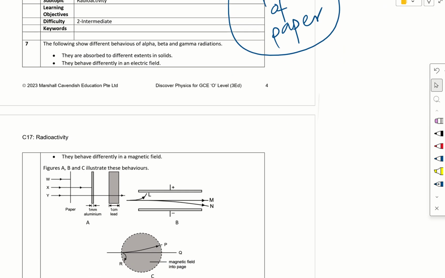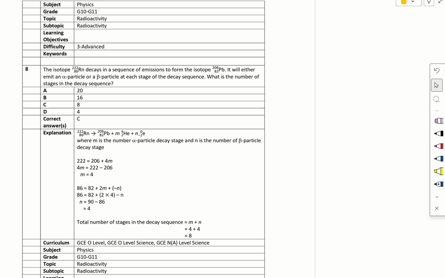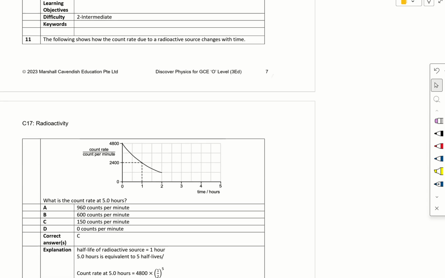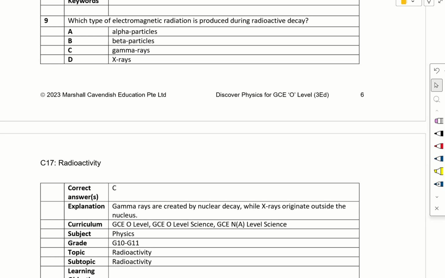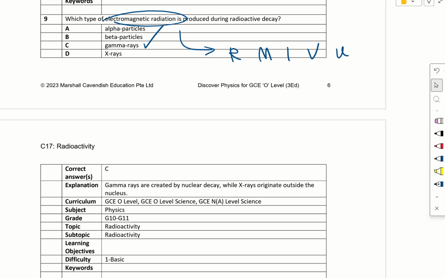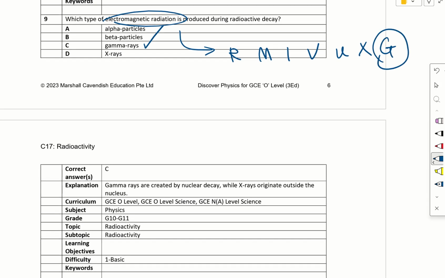Okay, question 7 is this one. Which type of electromagnetic radiation is produced during radioactive decay? So the answer will be gamma rays, right? That is the gamma that we are talking about. Okay, so for the EM spectrum, I hope you still remember your radio, microwave, infrared, visible light, ultraviolet, X-ray, and gamma. So gamma is actually produced during radioactive decay.